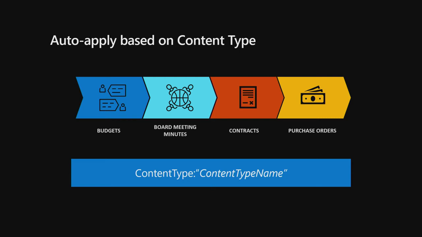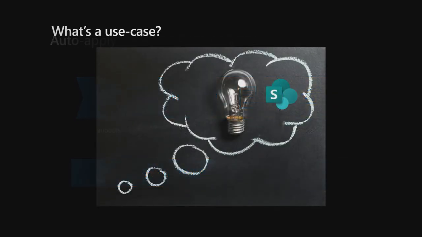And this is all you do. Content type, and then whatever the content type was. What's the use case? Project documents. If you have a site provisioning solution in your environment for projects, let's say, you control the name of the content type that's going in there.